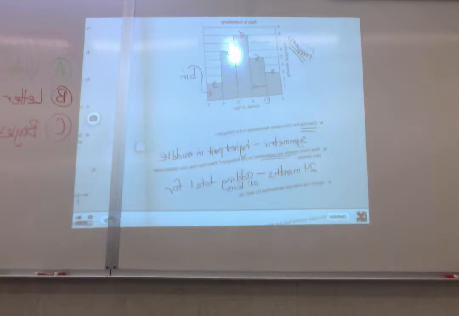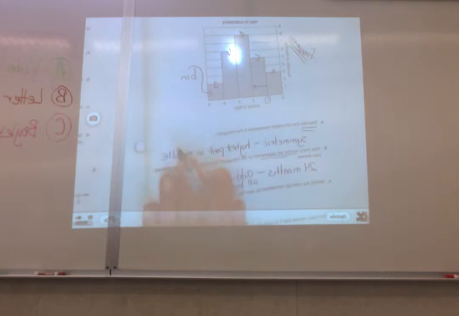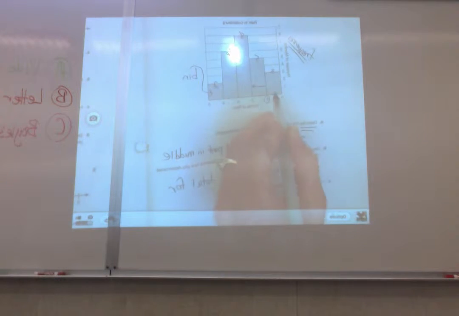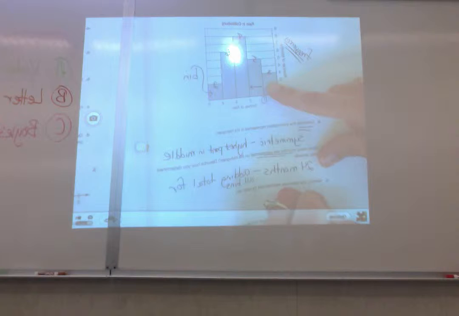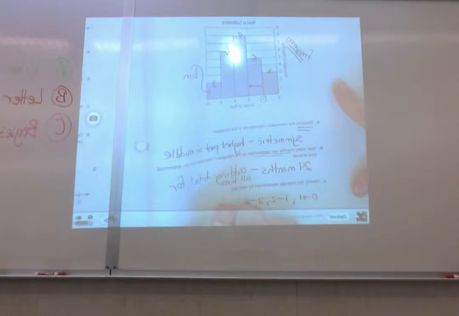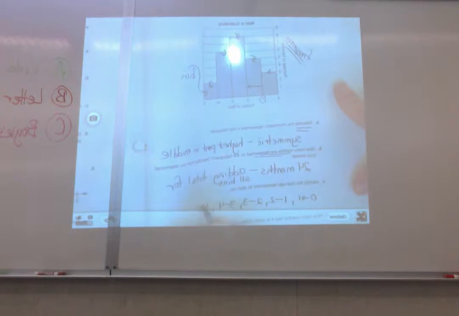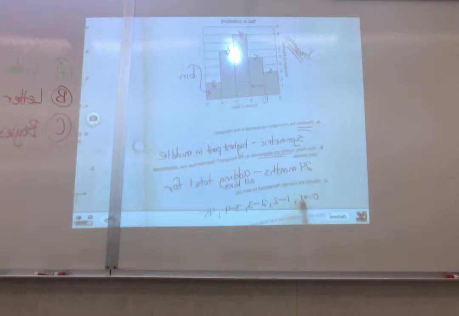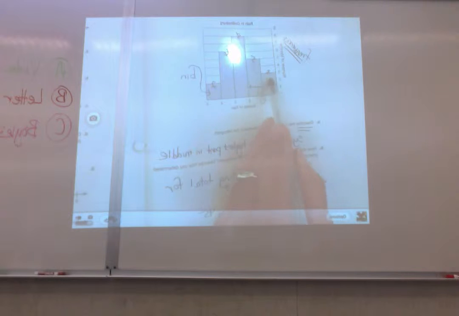Identify the intervals represented by each bin. Okay. So right here, this is between 0 to 1, 1 to 2, 2 to 3, 3 to 4, and 4 to 5. Again, this number usually you wouldn't say as being in this bin. It's the boundary. Everything here is less than 1.